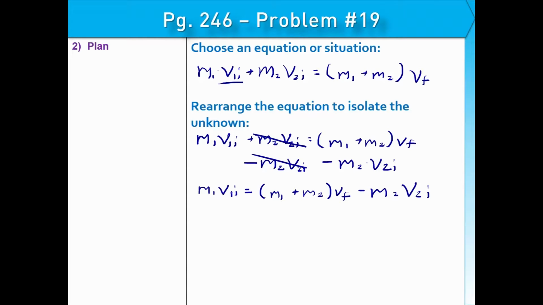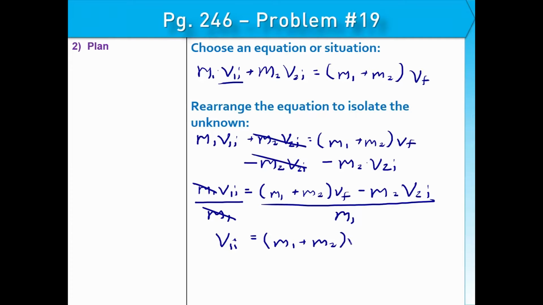For the next step, to get the velocity by itself, I have to get rid of this mass 1, so I'm going to divide both sides by m1. On the left side, these terms cancel. I'll be left with initial velocity of object 1 equal to, and there's nothing I can cancel or shorten here, so I'm left with the whole expression: mass 1 plus mass 2 times final velocity, minus mass 2 velocity 2 initial, all over mass 1.